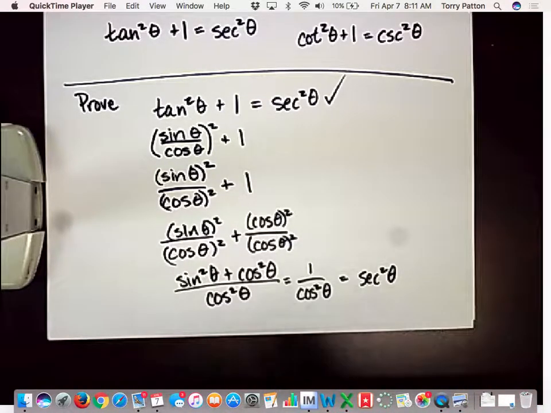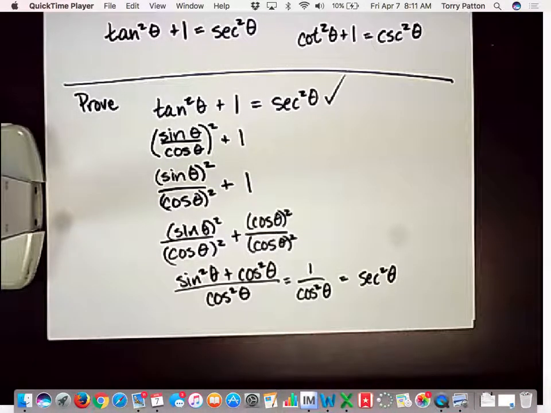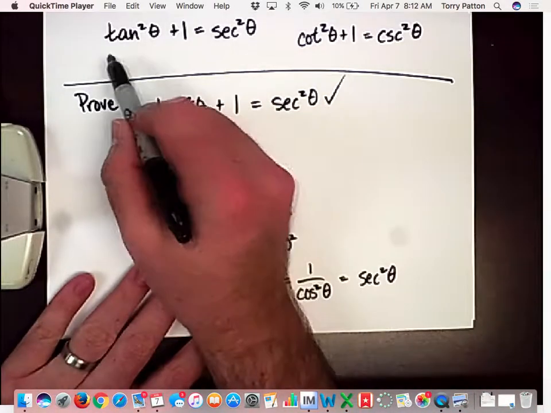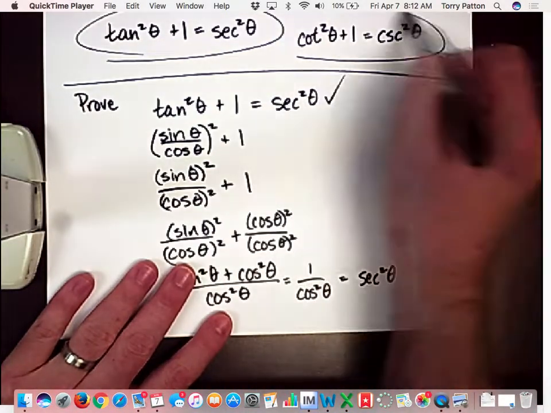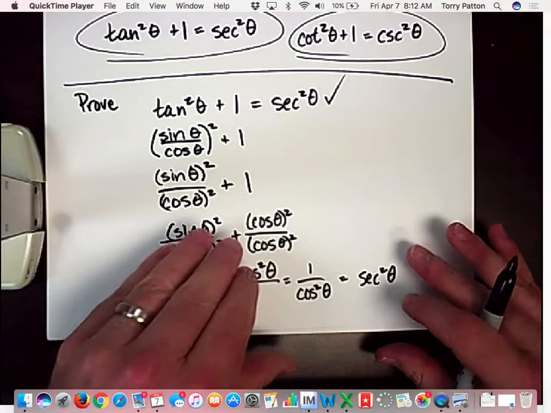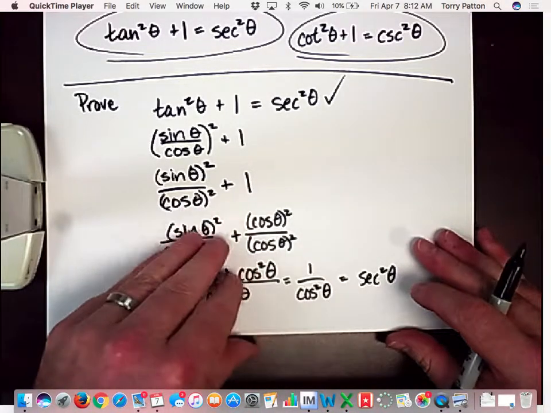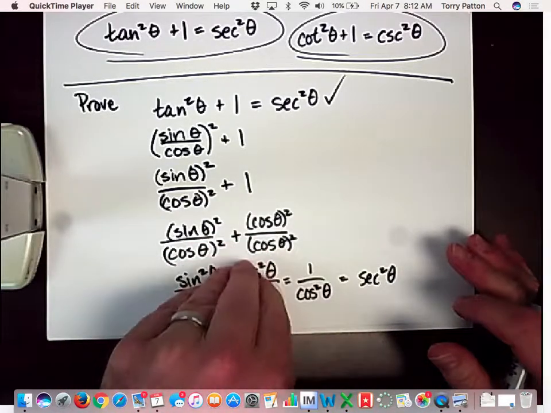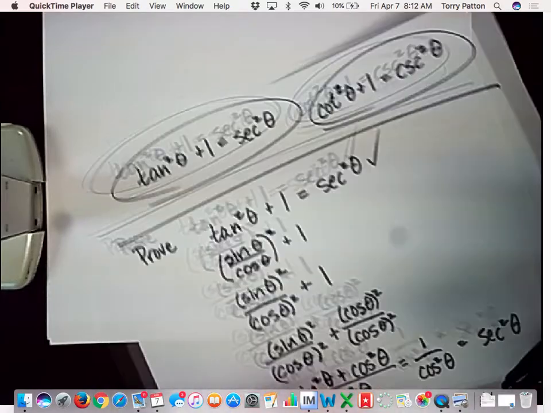Because 1 over cosine is secant, you've got 1 over cosine times 1 over cosine, so that'd be secant times secant, which is secant squared. Okay? So here are your other two identities you can use when simplifying. So let me show you some ways you can do this.